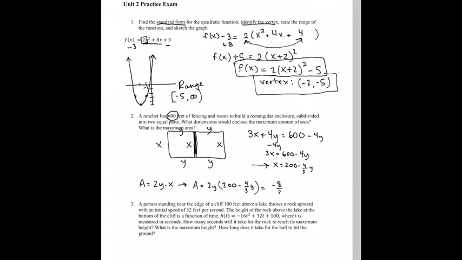negative 8/3 y squared plus 400y. And this is area. This represents area. Now what we have in this equation right here, that's the equation of a quadratic, and since it has a leading coefficient that's negative, if we were to graph that quadratic, it would be facing upside down, and the vertex there would be our maximum value, which is what they're asking us to find, a maximum value.